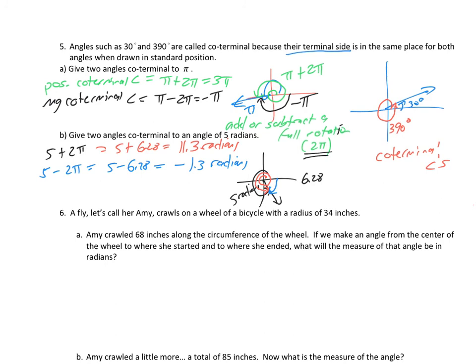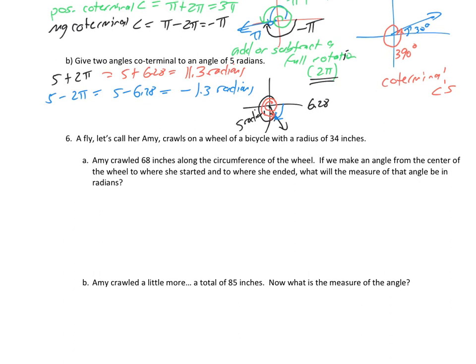Okay, last problem. A fly, let's call her Amy, crawls on a wheel of a bicycle with a radius of 34 inches. So I'm going to make a sketch. So I have a wheel and the radius is 34 inches. And let's see what we're trying to find out about this. So Amy crawled 68 inches along the circumference of the wheel. That would be 2 times the radius, right? So we'd go 1 radius, 2 radius. So this would be 34 inches and 34 inches for a total of 68 inches.